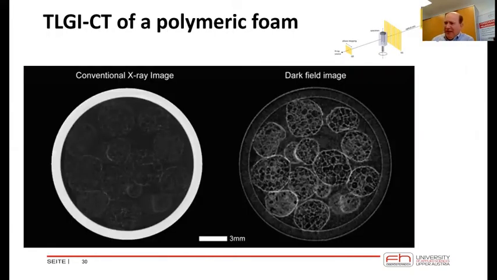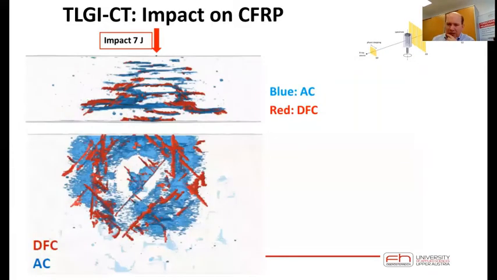Here we investigated a polymeric tube. And inside the polymeric tube, there are some polymeric foam granules. And with absorption, we see the tube mainly. And with the dark field image, with the scattering, we see the foam quite nicely. And for applications where you want to see the scattering, the foam structure, better, this is a better application.